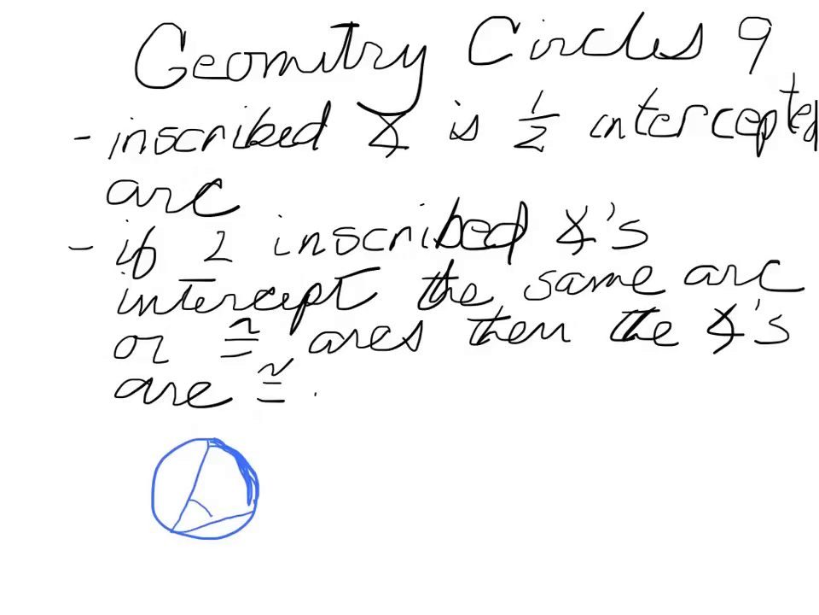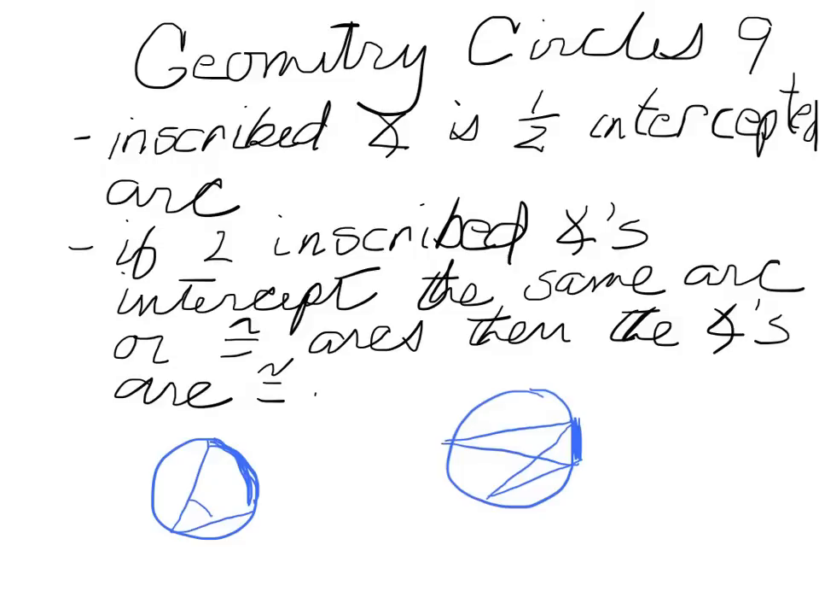Number two, the second thing we learned is if two inscribed angles intercept the same arc or congruent arcs, then the angles are congruent. So what happens here is this sort of picture. Here's an inscribed angle, and then here's an inscribed angle, and you'll notice they intercept the same arc. So therefore those angles are going to be congruent, exactly the same size. So those are the two facts you need to know as we move forward, and that will help us to do a few other kinds of problems.